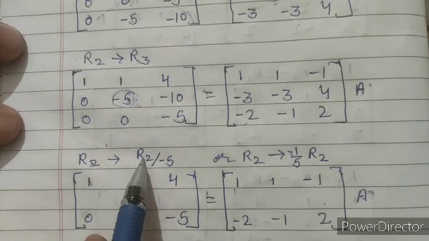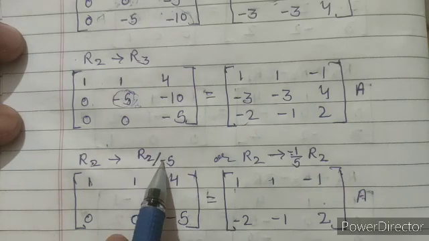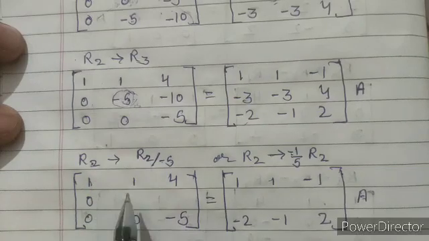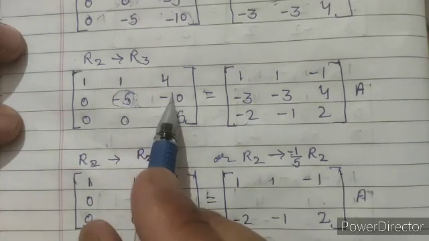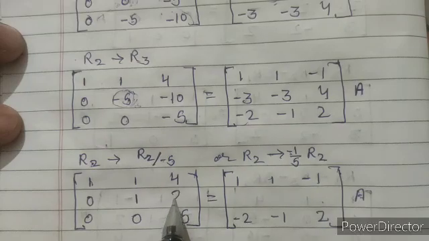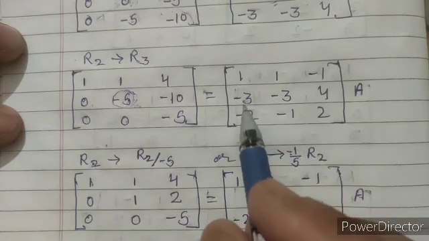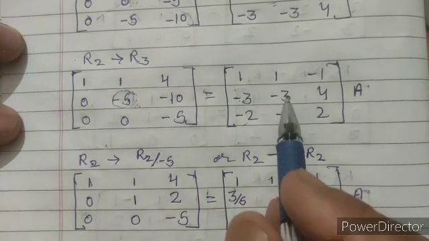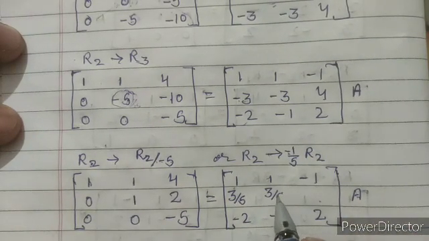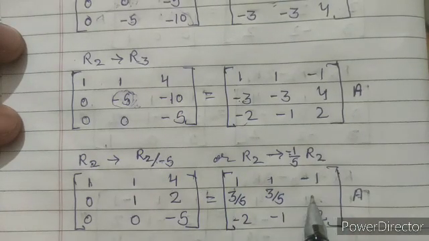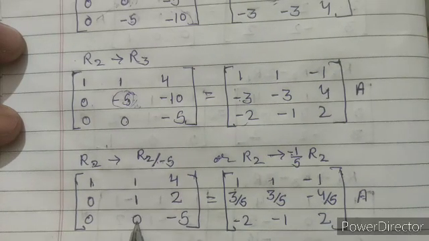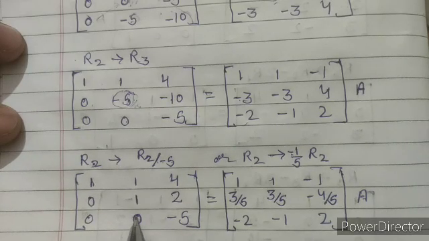Now here R2 is equal to R2 divided by minus 5, so 0 divided by minus 5 will give us 0, minus 5 divided by minus 5 will give us 1, and minus 10 divided by minus 5 will be equal to 2. Similarly, on the right hand side, minus 3 divided by minus 5 will give us 3 by 5, minus 3 divided by minus 5 will again give 3 by 5, and 4 divided by minus 5 will give us minus 4 by 5. After that we have to check the second element of row 3, and that is already equal to 0.